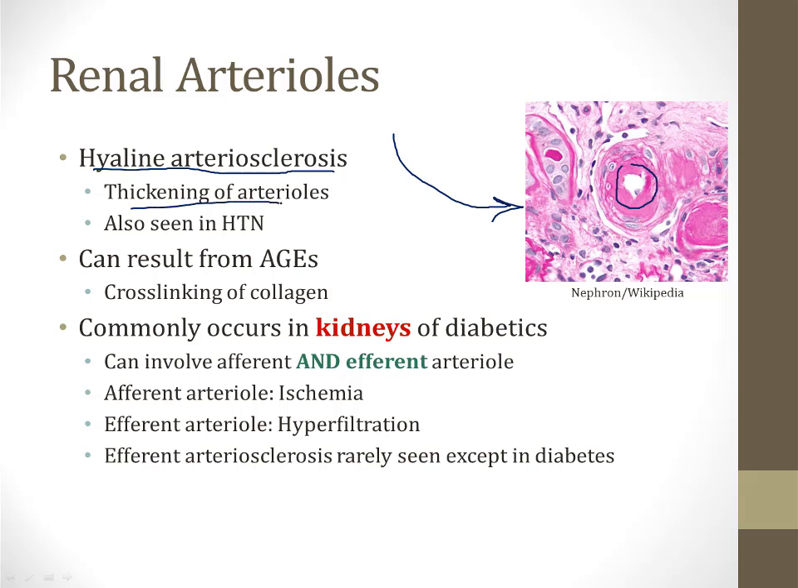You can also see hyaline arteriosclerosis in hypertension. In diabetes, this may result from advanced glycosylation end products. They have been shown to cross-link collagen, and that's believed to be one of the mechanisms by which hyaline arteriosclerosis develops in the kidneys. This commonly occurs in the kidneys of diabetics and can involve the afferent and efferent arteriole, and different things happen depending on which arteriole is affected. If the afferent arteriole is narrowed by hyaline arteriosclerosis, that leads to ischemia. If the efferent arteriole is affected, that leads to hyperfiltration.